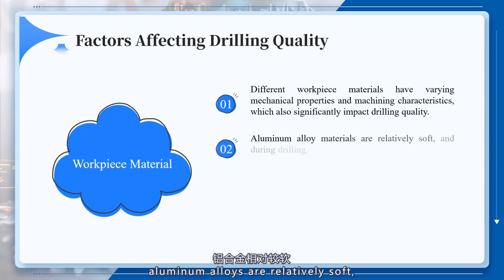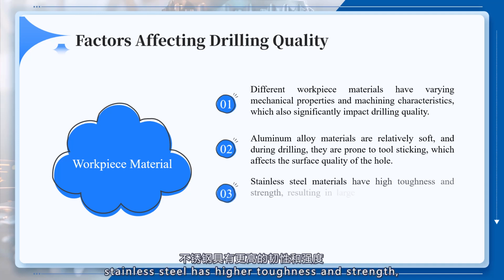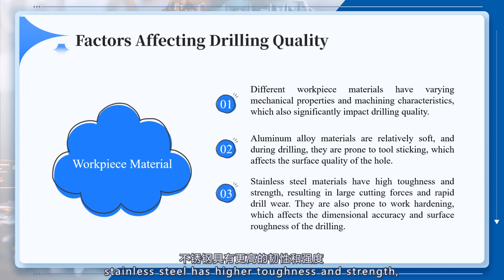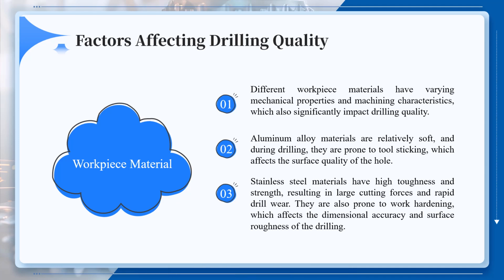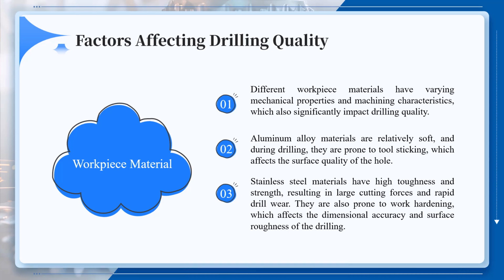For example, aluminum alloys are relatively soft, and during drilling, they are prone to causing chip adhesion, affecting the surface quality of the hole. In contrast, stainless steel has higher toughness and strength, resulting in greater cutting forces, faster drill bit wear, and a tendency for work hardening, which affects the dimensional accuracy and surface roughness of the drilled hole.